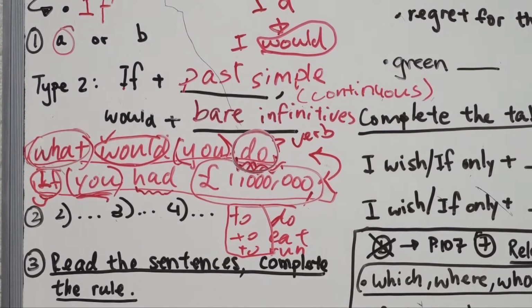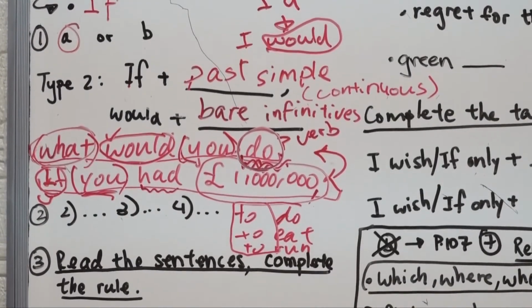I'll give you roughly 30 seconds. Just think. You don't need to write this down. For people at home, if you want to write, just write small notes, not full sentences. Just think of what you would do for 2, 3, and 4. Then we will shout out our answers in full type 2 conditionals.